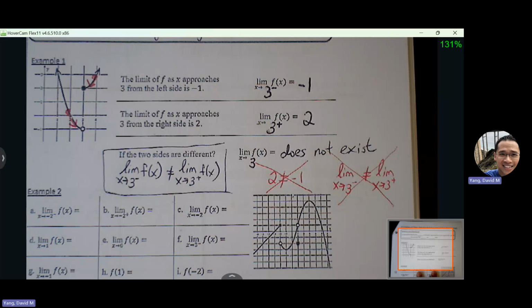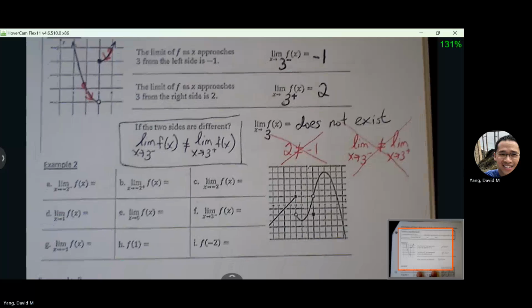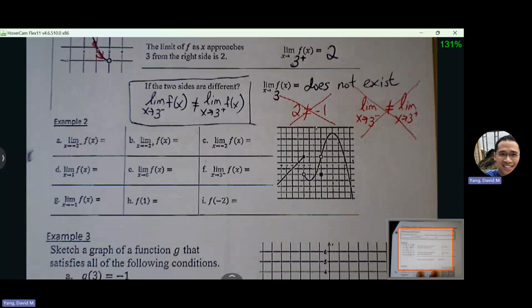All right, so go ahead and try example 2, A through I, and then I will work through these problems at the same time that you guys do.